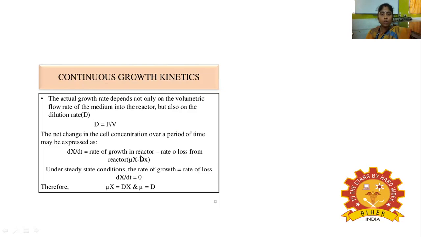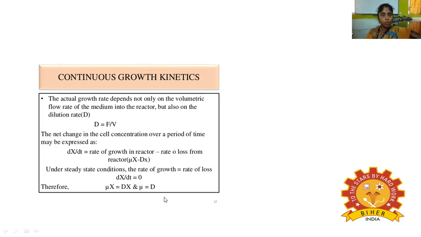So what is the rate of growth in the case of a reactor? That is μX. The rate of loss from the reactor is said to be DX, that is the inlet minus the outlet. So the inlet is said to be μX, and the outlet is said to be DX. That is the gaining minus the losing. So here μX minus DX is equal to dX by dt. In this case, dX by dt is equal to 0 at steady state condition.